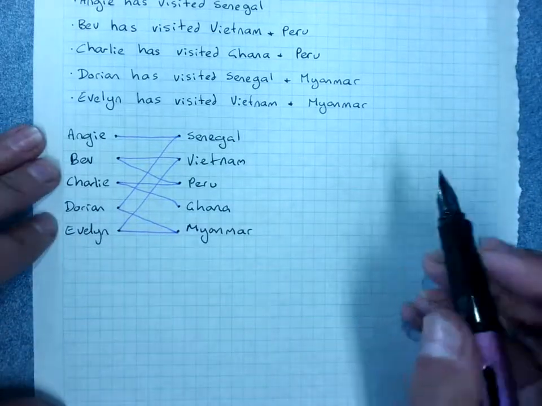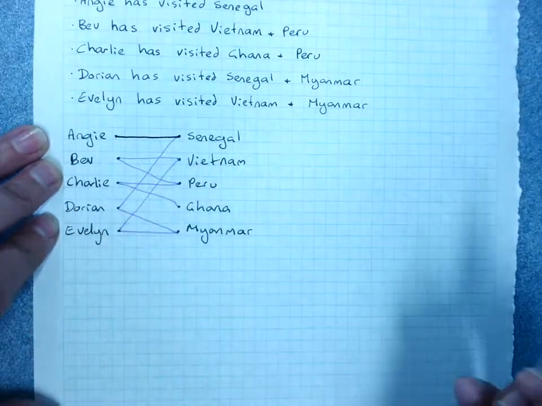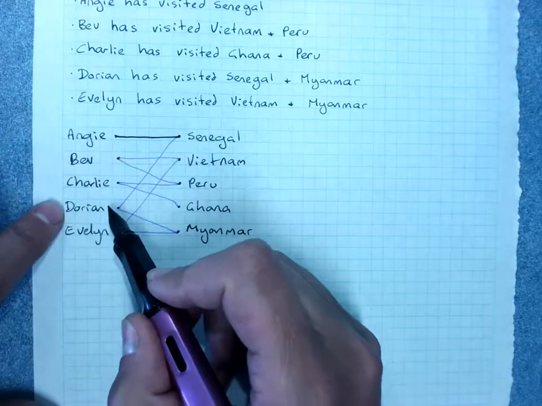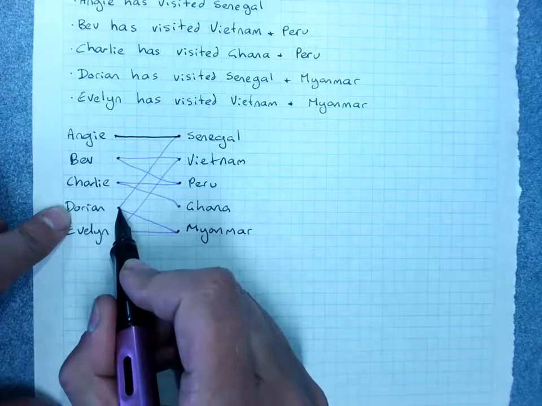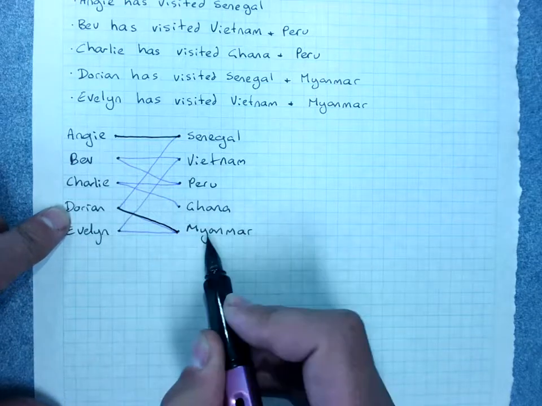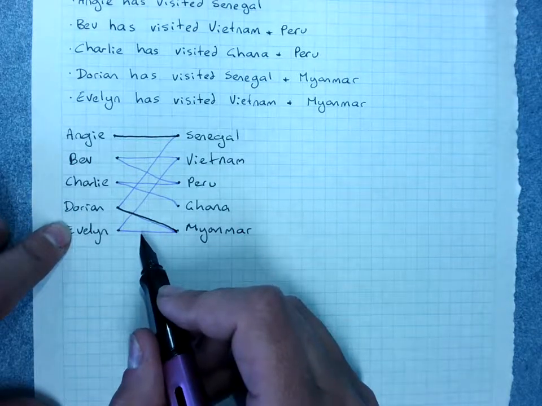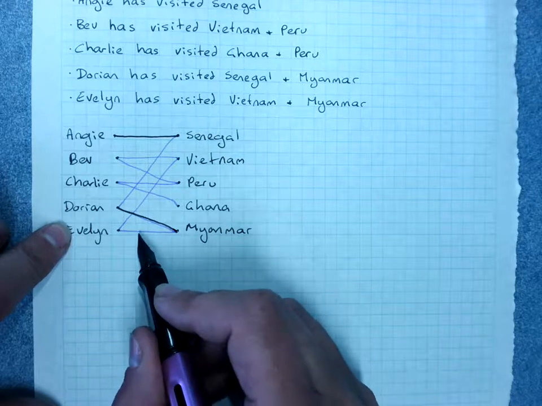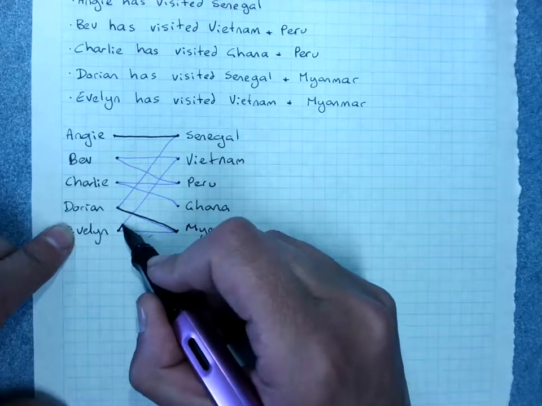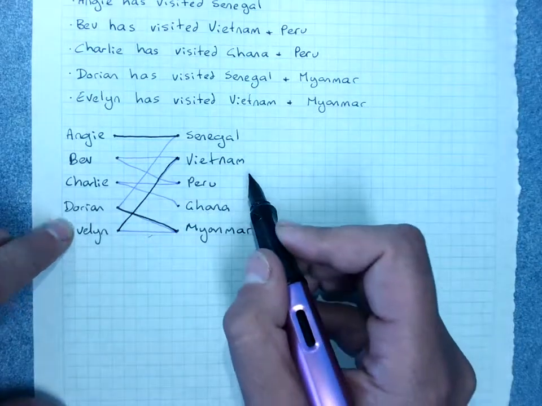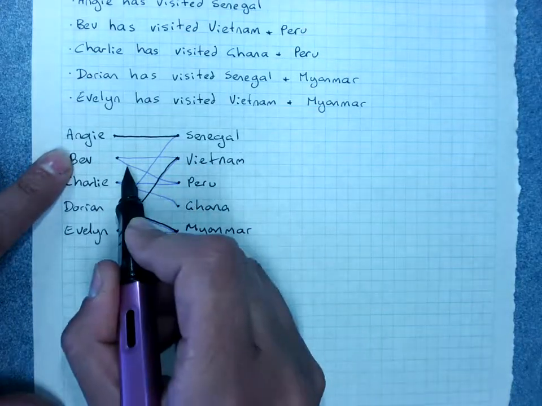It's up to you. Angie has to cover Senegal because it's the only one of the 5 she's been to, which means Dorian cannot visit Senegal. Dorian's only other choice is Myanmar, so we put that in. Then we'll look at who else could have done Myanmar. That was Evelyn. He or she, it's a gender neutral name there, can't do that, has to do Vietnam. That means Bev, who could have done Vietnam, can't do it. Bev has to do Peru.